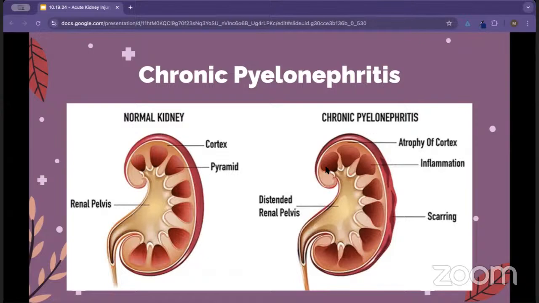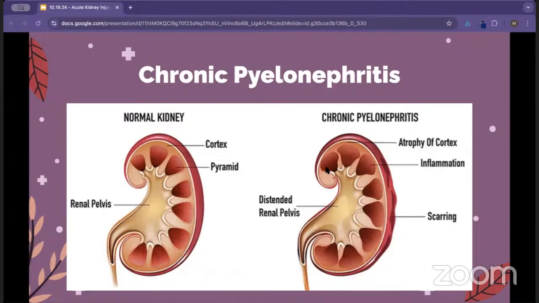And unlike acute pyelonephritis, the fever and the acute systemic symptoms are less common unless there is a superimposed acute infection, because you can have chronic pyelonephritis and also have a fever, you could have the flu, you could have a cough, you could also just have a UTI on top of that.